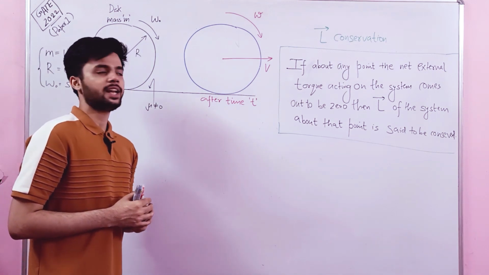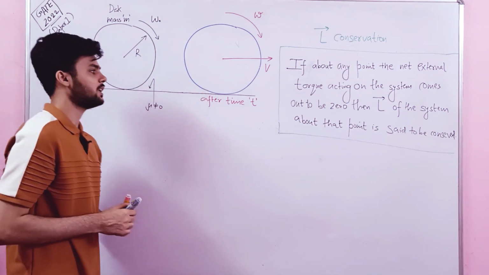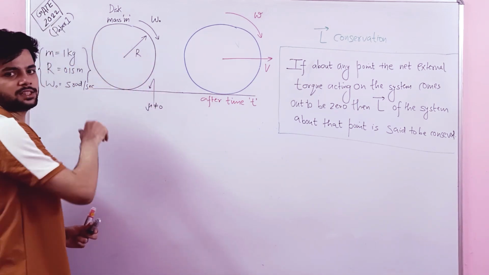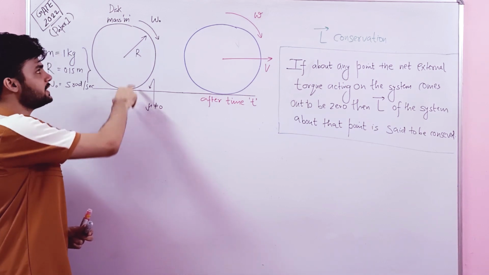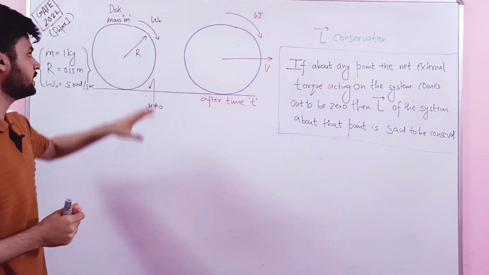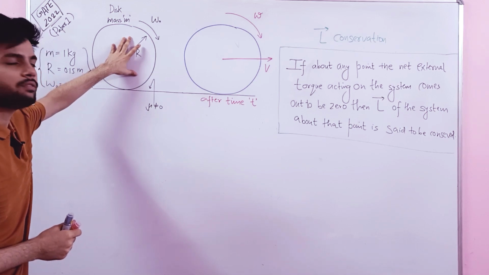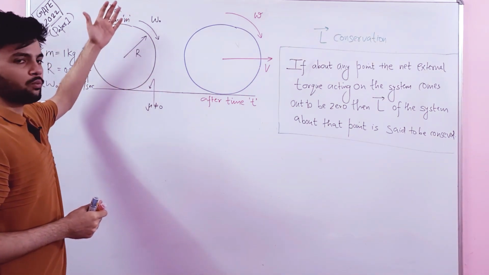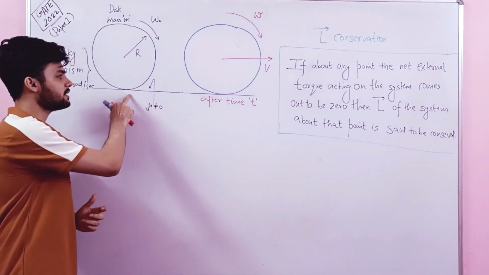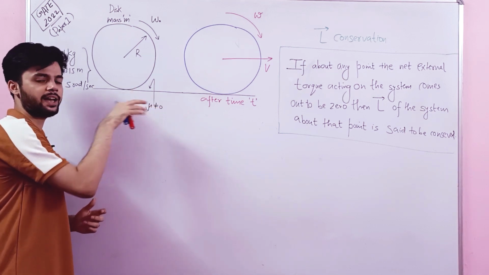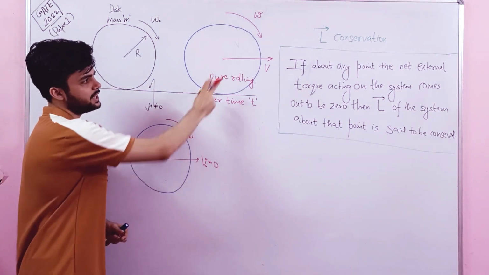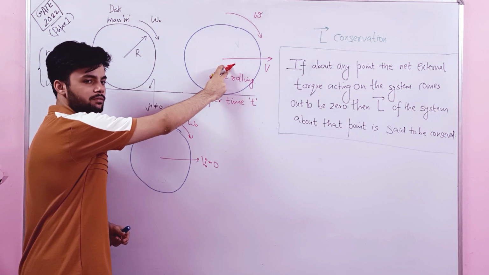Now after getting an idea about angular momentum conservation, let us talk about the solution of the problem. Initially we had a disc that was kept on a rough floor, and initially the disc had only angular velocity, means it had no linear velocity. So when this disc is kept on the rough floor, what will happen? Friction will act, and friction will try to accelerate the disc forward and impart a linear velocity to the disc. Initially it had no linear velocity and finally it had v linear velocity.